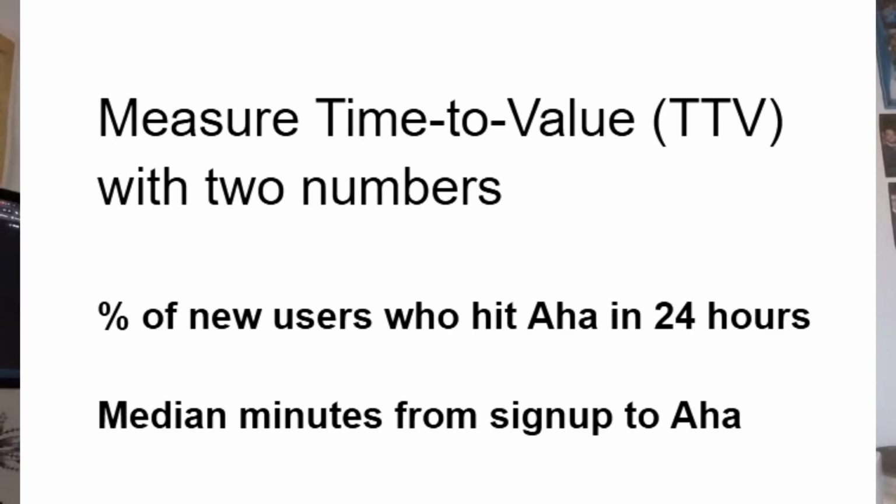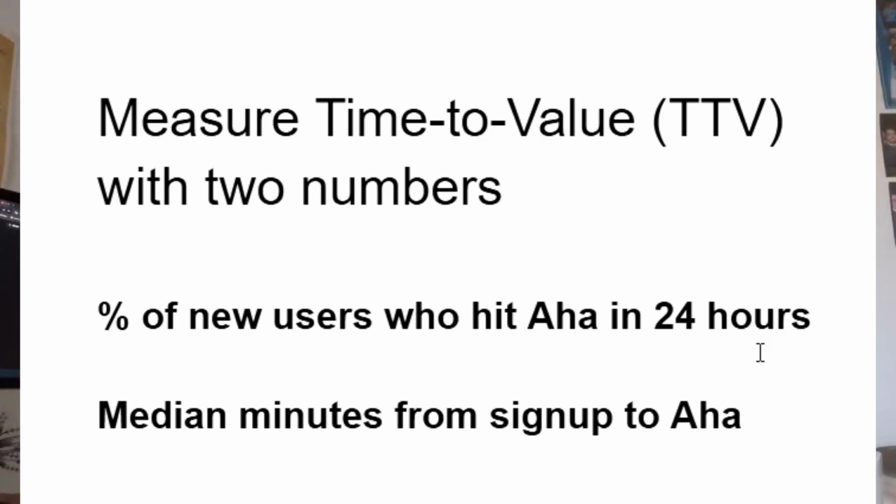TTV is simple. It is the time from sign up to aha. You know, the key action which we saw in the previous step? That is basically the TTV, the time to value. The time taken to perform the key action is the time to value. So, how do we measure the time to value? Just two simple numbers. The first one is percentage of new users who hit aha in 24 hours.